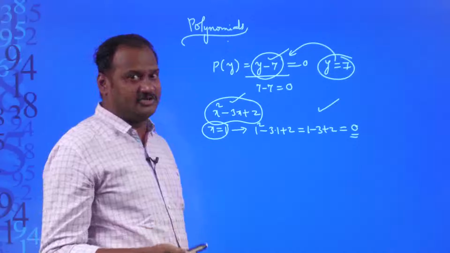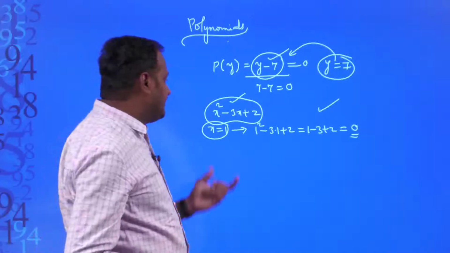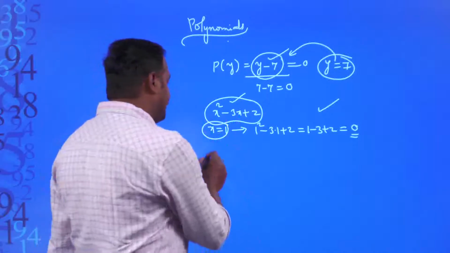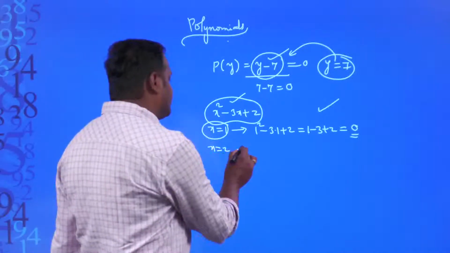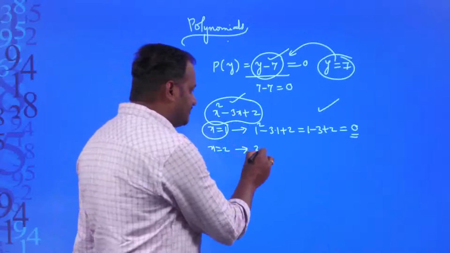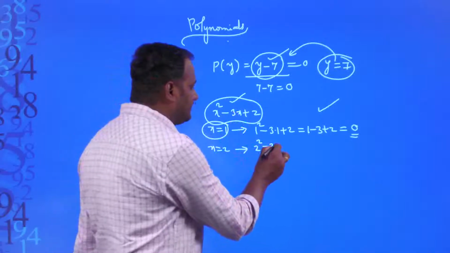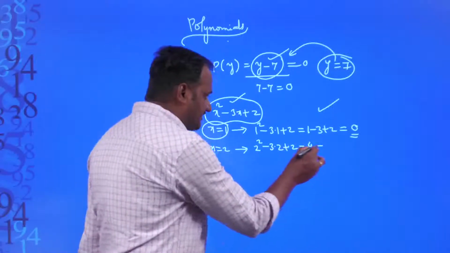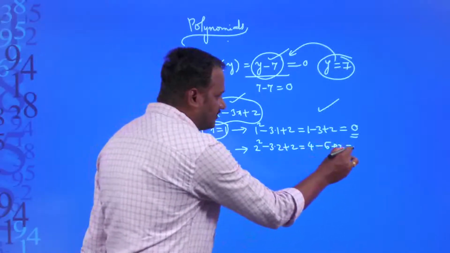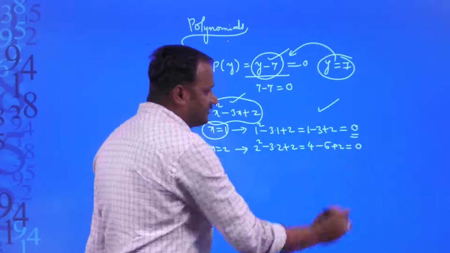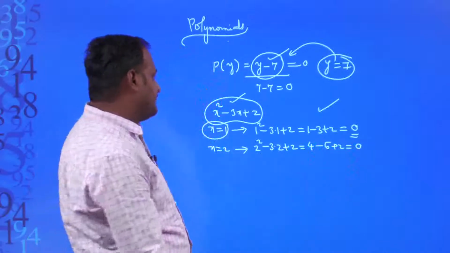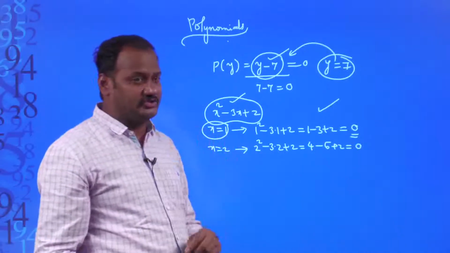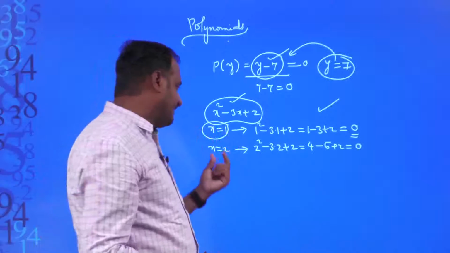And I have one more zero of the polynomial, because I know that this x square minus 3x plus 2 will be 0 for one more value of x, that is x is equal to 2. If I substitute x is equal to 2 over here, then it is going to be 2 square minus 3 into 2 plus 2, which is equal to 2 square is 4 minus 3 2s are 6 plus 2, which is equal to 4 plus 2 equal to 6 minus 6 equal to 0. It means this polynomial x square minus 3x plus 2 has two zeros. One of the zeros is 1 and the other zero is 2.